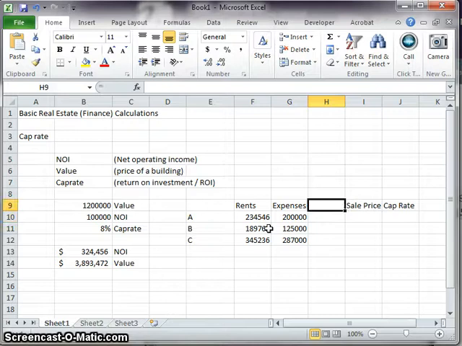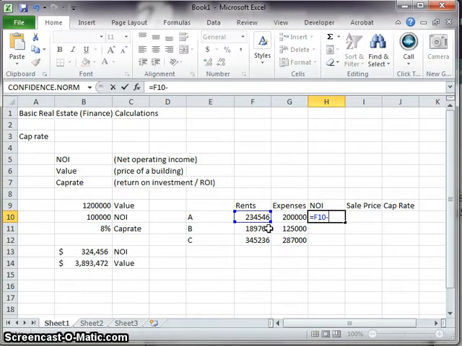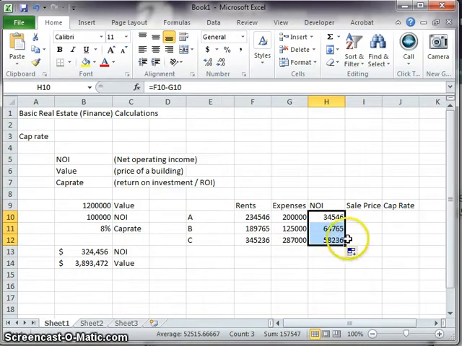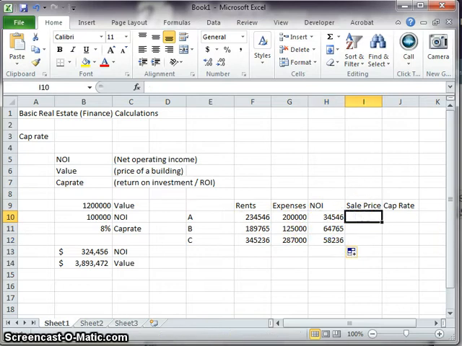we can calculate what our NOI is. Our NOI is going to simply be our rents minus our expenses. So we have NOI of $34,546, NOI of $64,000, NOI of $58,000 for building C. Now let's say that building A sold for $500,000, building B sold for $575,000, and building C sold for $600,000.